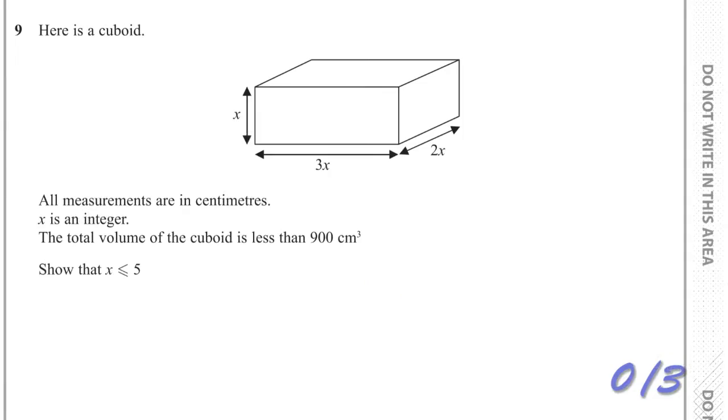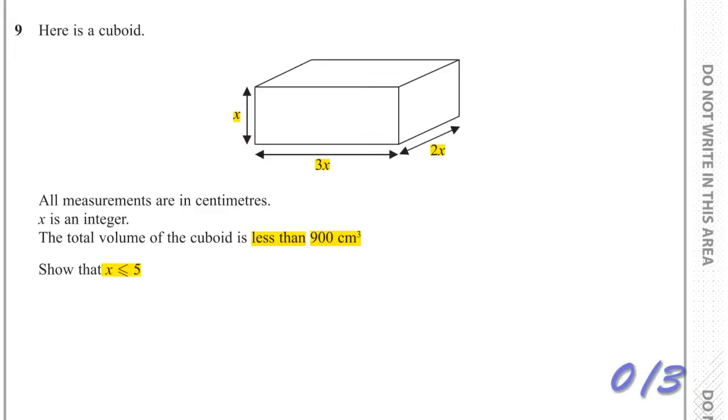Okay, question 9. We've got a cuboid. We know that all the measurements are in centimeters. X is an integer, so it's a whole number. And we've got a height of x, a width of 3 lots of x, and a depth of 2 lots of x. We're told that the total volume of the cuboid is less than 900 centimeters cubed. And we need to show that x, therefore, is less than or equal to 5.